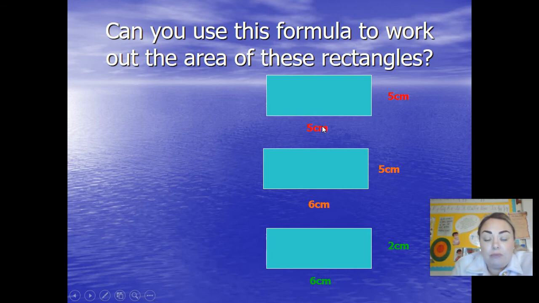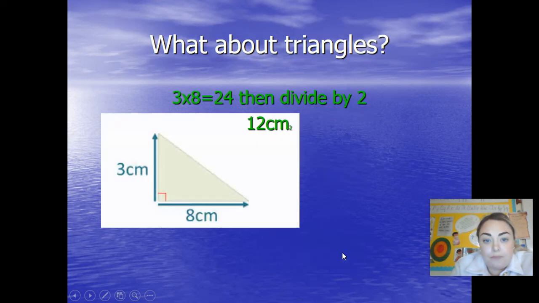Let's do the length times breadth on these ones. We've got 5 times 5. So our answer would be 25 centimetres squared. Then we've got 5 times 6. 5 sixes are 30, and we'd write the centimetres squared. And then we've got 2 times 6, which would give us the answer of 12. We'd write 12 centimetres squared.